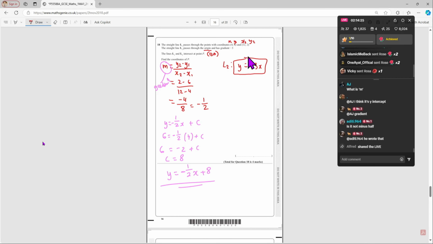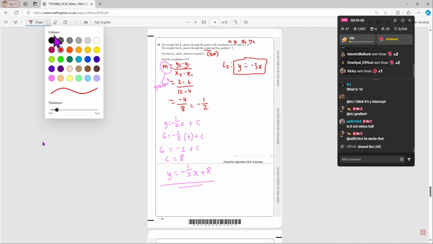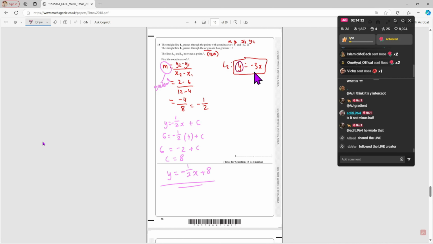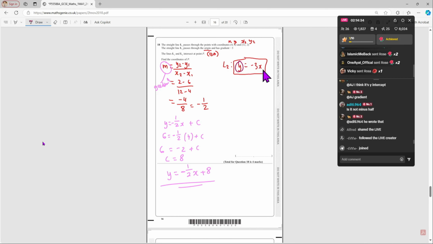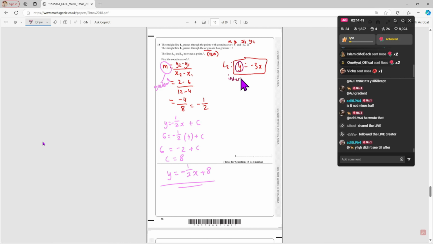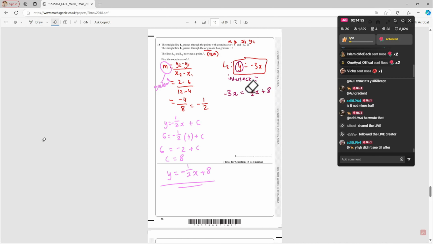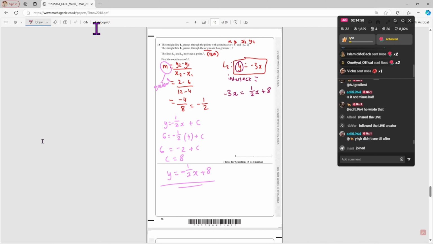So what we need to do is basically put them together as an equation. So we know that y is equal to -3x. So we're going to substitute this y value, negative 3x, into this equation over here. So we know that at the intersection, -3x, which is our y value, is equal to negative half x plus 8. Okay?